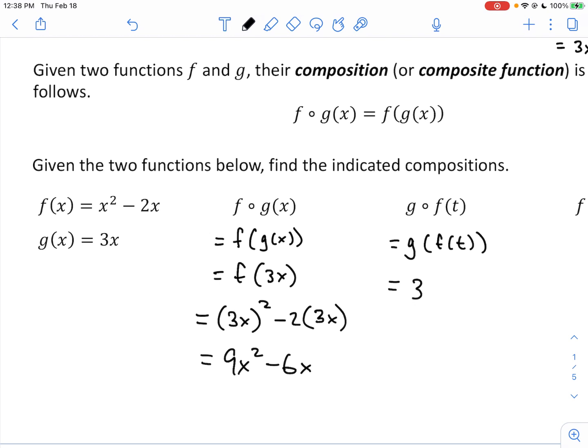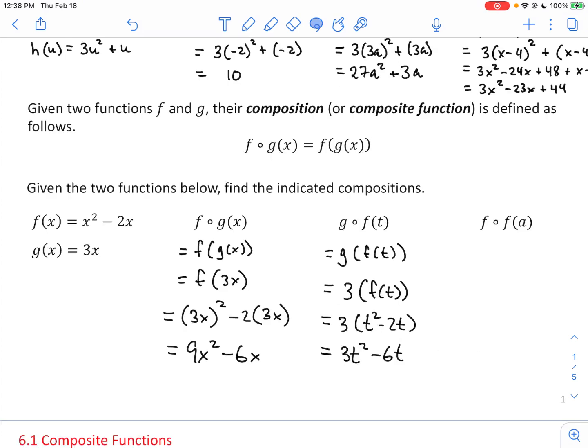So g of this will be 3 times f of t, and then I can replace f of t with its expression, which is t squared minus 2t, and then I can distribute the 3 and say 3t squared minus 6t. Now, the input variables I switched from x to t, I could have left this one x, and the answer would have been 3x squared minus 6x. Notice it's not the same thing as the other direction. So the first thing we notice is that fog and gof isn't guaranteed to give you the same result.